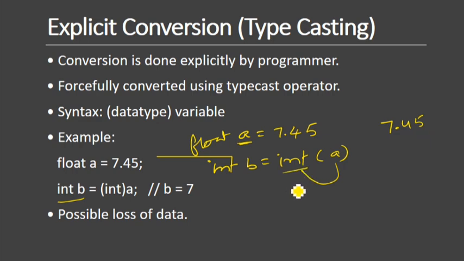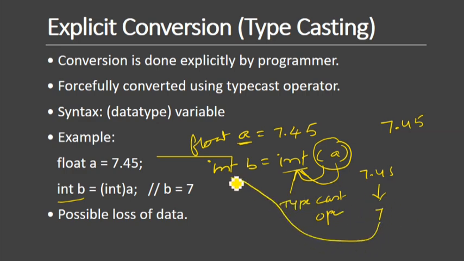This is called the typecast operator. Clear? The typecasting operator. So a is a float value 7.45, which is going to convert into the integer. So 7.45 is converted into 7 because integer accepts only whole numbers but not decimal values. So this I am assigning to the integer b. Now b equal to 7. So 7.45 to 7. Here there is data loss because you are losing the 0.45.